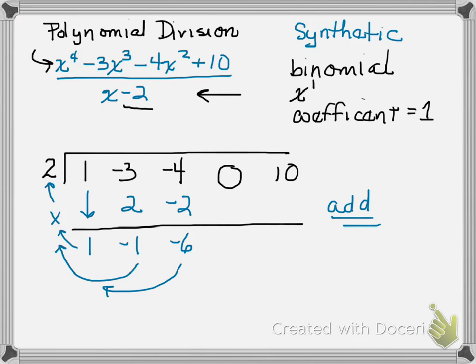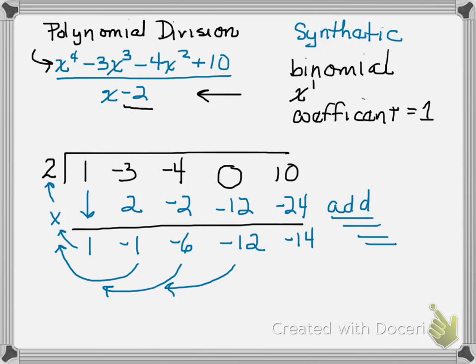And then I multiply. Negative 6 times 2 is a negative 12. And then I add. 0 plus a negative 12 is negative 12. And then I multiply. Negative 12 times 2 is a negative 24. And then I add, negative 14. This, believe it or not, represents our answer.